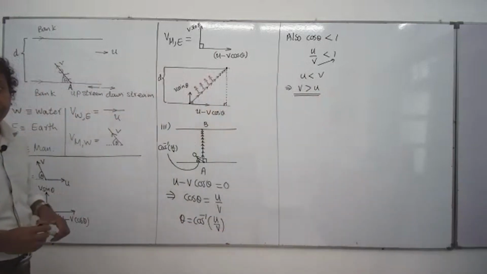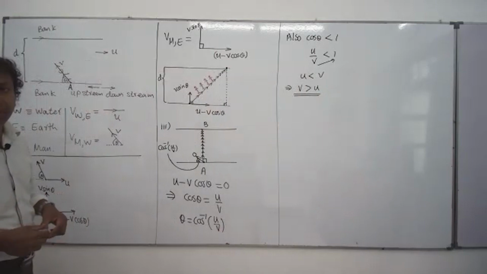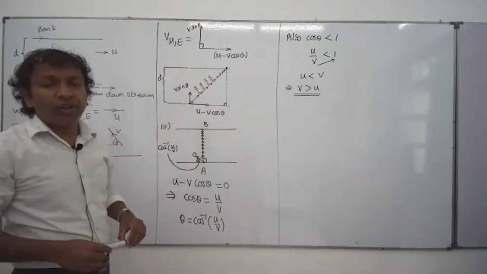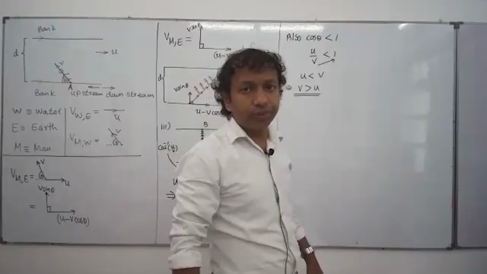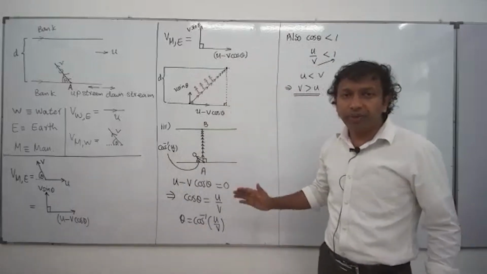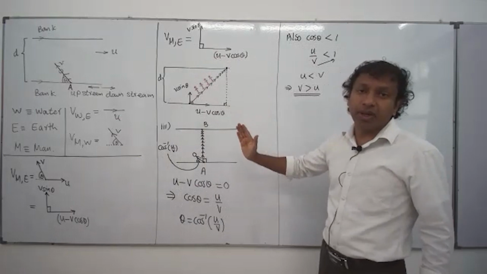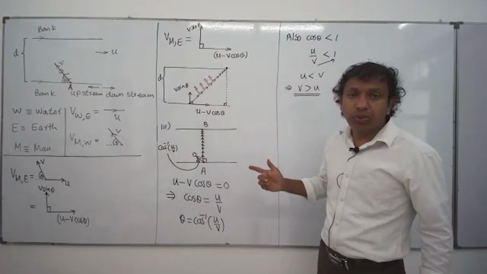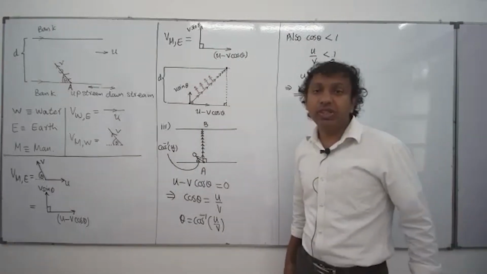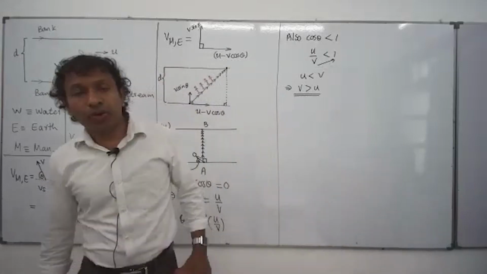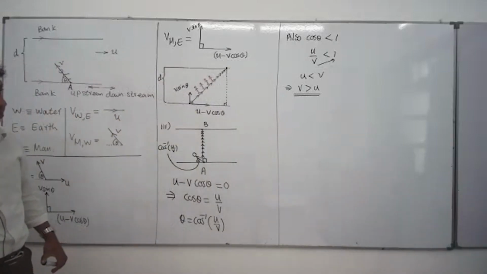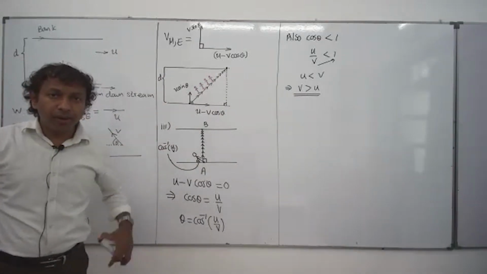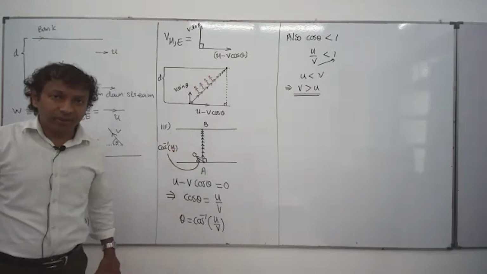For this to occur, definitely the velocity of man relative to water should be greater than the velocity of water. Then only this man can swim in a path perpendicular to the bank, so as to land on the other bank, which is directly opposite to the point where he begins the motion. Otherwise, if this condition is not there, man can't swim to the directly opposite point on the other bank.